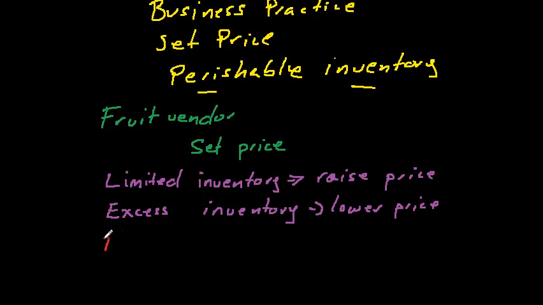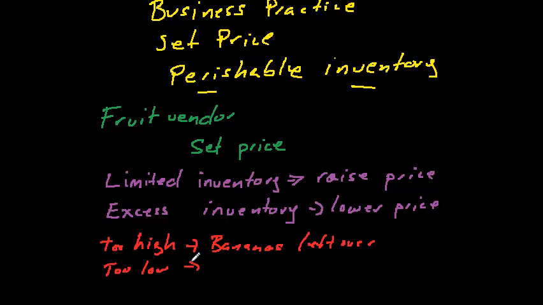So let's see what happens if he sets his price too high. Let's say he has limited inventory, he raises his price, but it turns out that there's not enough demand at that higher price. In that case, he might have bananas left over at the end of the day that are going to spoil. If he sets his price too low and there's more demand at that price level than he thought, then he may sell out too soon and miss an opportunity for selling the bananas at a higher price.